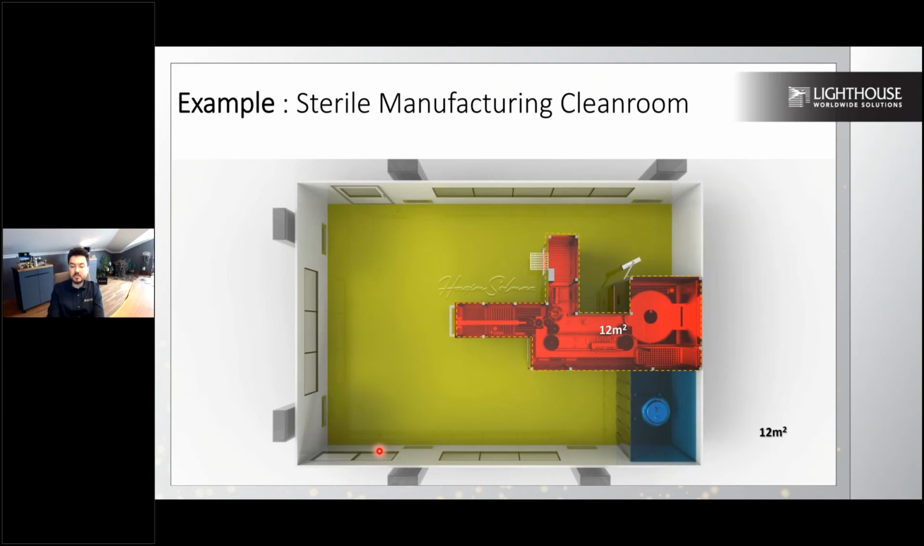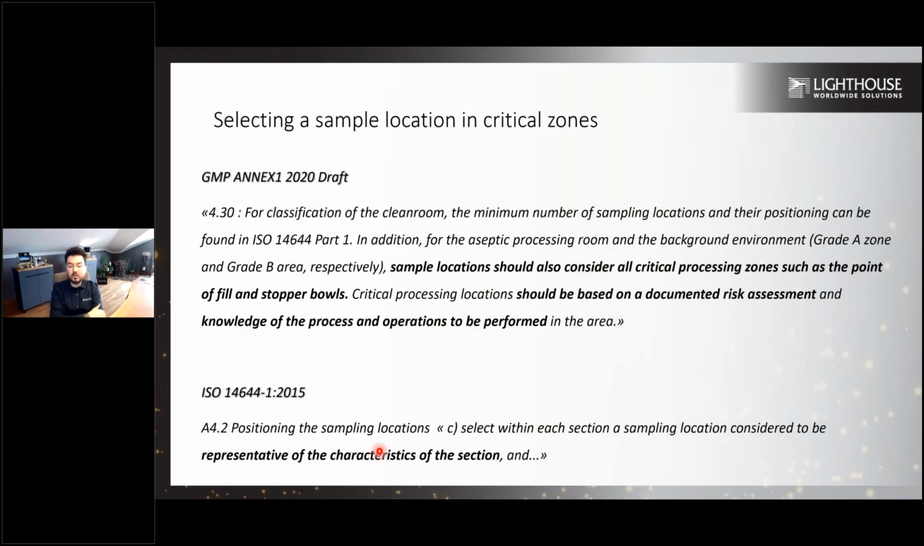Next one is the 12 meter square area. For this 12 meter square area, we will take a look at the Annex 1 2020 expectation. It says sample locations should also consider all critical process zones such as point of fill or stopper bowl. And these processing locations should be based on a documented risk assessment and the knowledge of the process and operations to be performed in the area. And ISO says in 14644-1, representative of the characteristics of the section. So you will make your own definition between these two.